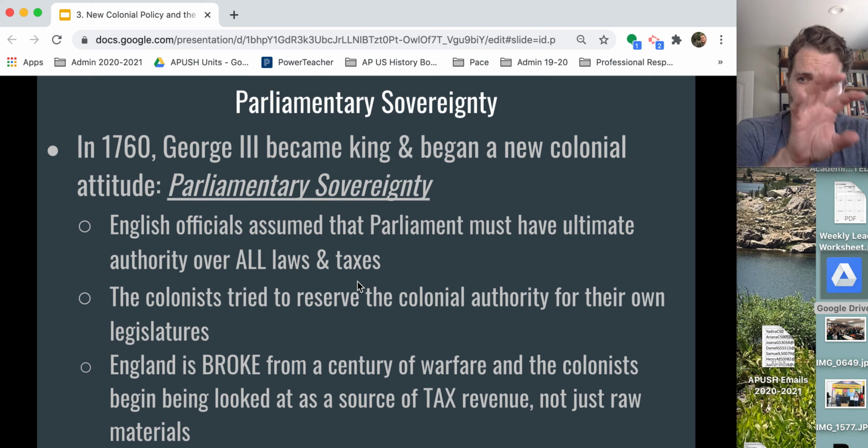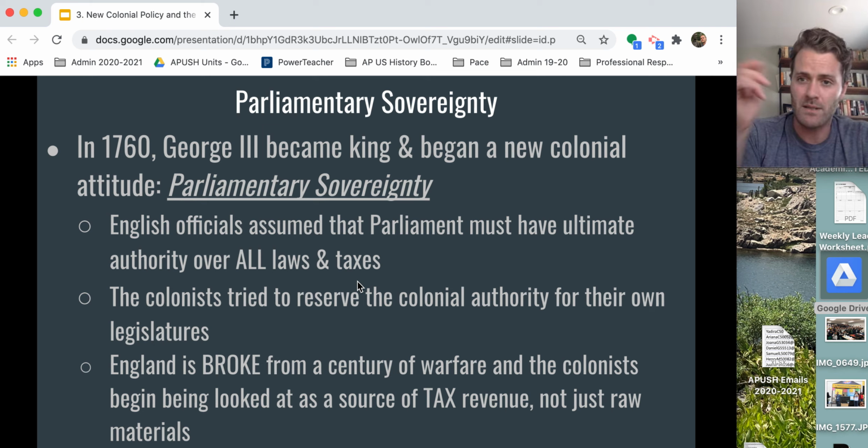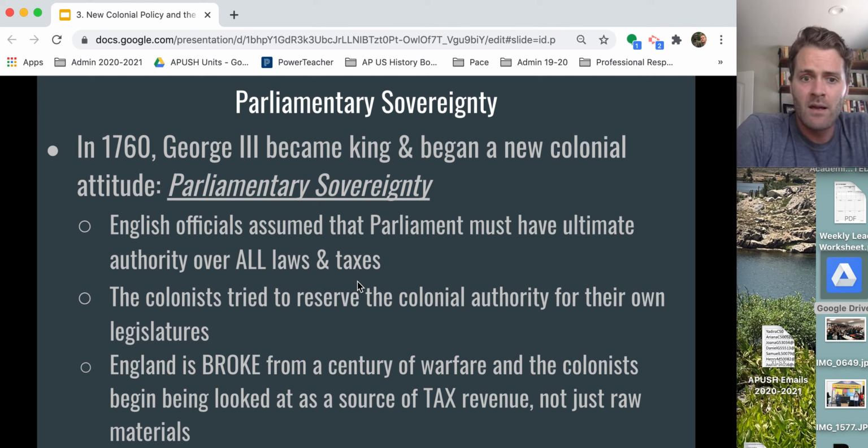So breaking this title down, he's going to assert the idea that Parliament, the government, the legislative body in England, is going to have the final say on whatever happens in the colonies. English officials are going to assume that Parliament has the ultimate authority over everything, all laws and taxes. The colonists are going to disagree. They're going to say no. Our local legislators, our local little colonial assemblies, that's where our local power resides, not in Parliament.